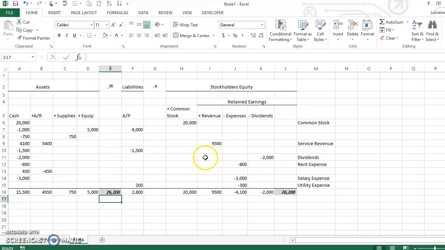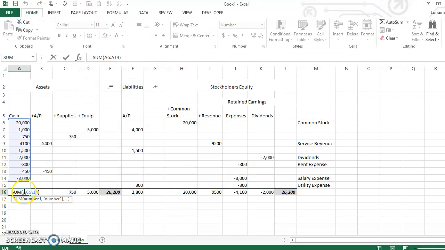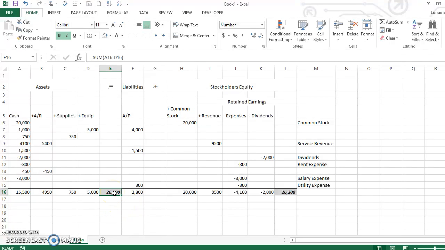I already added everything here at the bottom, just so it will help simplify everything. As you can see, I just summed all of these, and in some cases there was only one, but I still put it here just so it would be easy to find. I also added up all my assets and all of my liabilities and stockholders' equity. As you can see, they are highlighted just to make sure that everything's in balance before I start preparing my statements and find out that something is wrong.